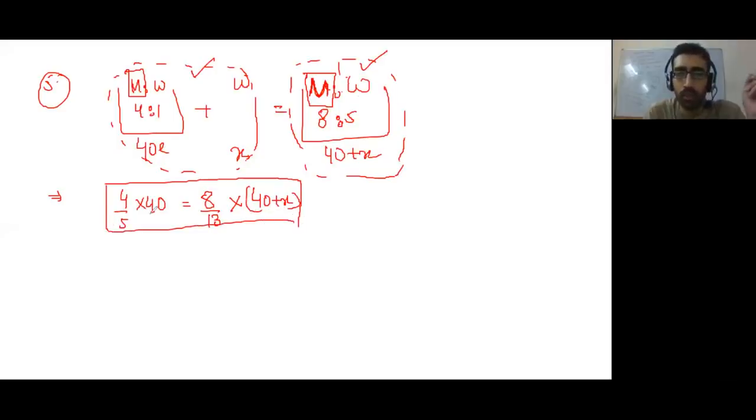So do this, equate, and this comes out to be 32 is equal to 8/13 into 40 plus X, and X will immediately come out to be 12. So 12 liters of water was added later. So just keep this in mind. Equate the constant quantity.